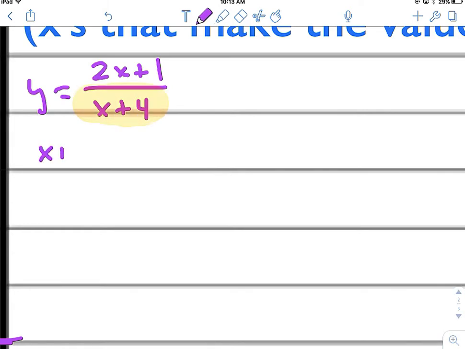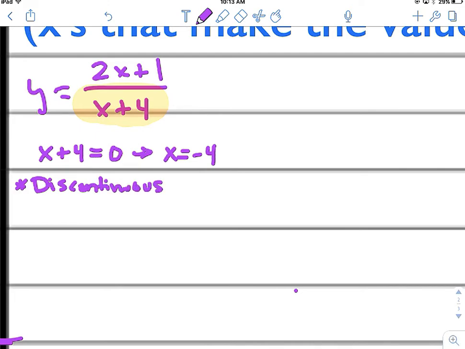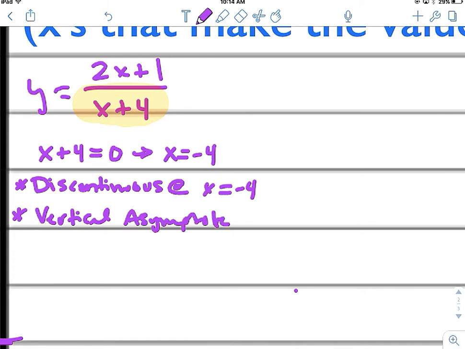And so if we want to know what makes x plus 4 equal to 0, we could set up the equation. This one's probably not necessary, but we know that x is going to equal negative 4. Now, what's really important to note here is that the function has to be discontinuous at x equals negative 4. And in this particular case, it's going to be a vertical asymptote at x equals negative 4.